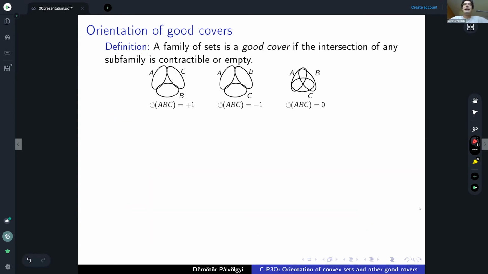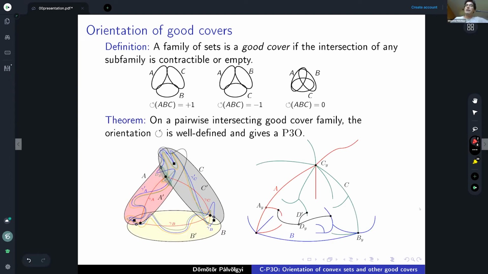Okay, and I want to define an orientation on a good cover, on a family that's a good cover, the same way. If the members are pairwise intersecting, then I can do very similar things. So if you have some A, B, C, which might not be convex sets, you can see A goes in a silly way here. And you can prove that the orientation is well defined with some curves here. That took us like 1 page to prove, or even more, because we are very bad at topology. But I assume that somebody who knows topology could have proved this in 2 lines maybe. But anyhow, you can prove that this orientation is well defined.